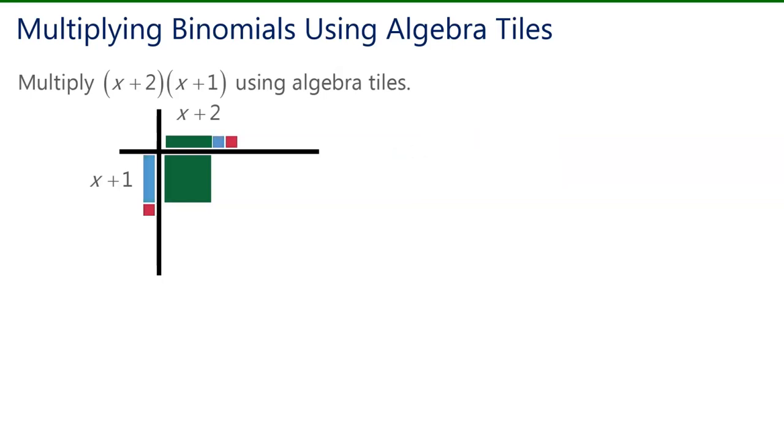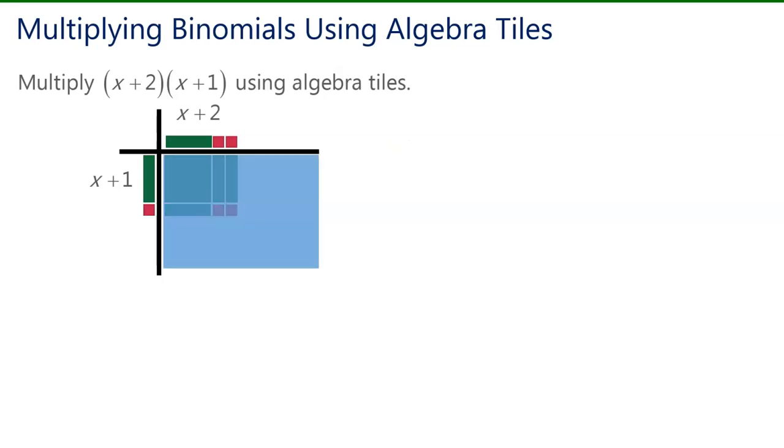X times the 1 tile gives us x. X times the second 1 tile gives us another x. The 1 tile times the x tile gives us an x on bottom. And then a 1 times a 1 gives us another 1. This 1 tile times this 1 tile is another 1.